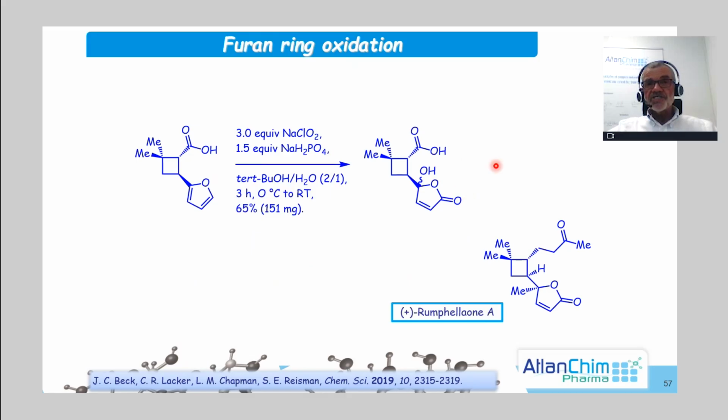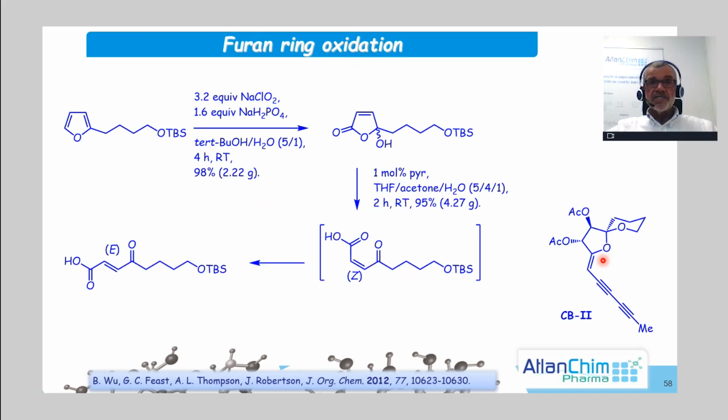In the enantioselective total synthesis of this natural meroterpenoid, sodium chlorite furan ring oxidation of this intermediate here delivered the desired gamma-hydroxybutenolide in 65% yield.